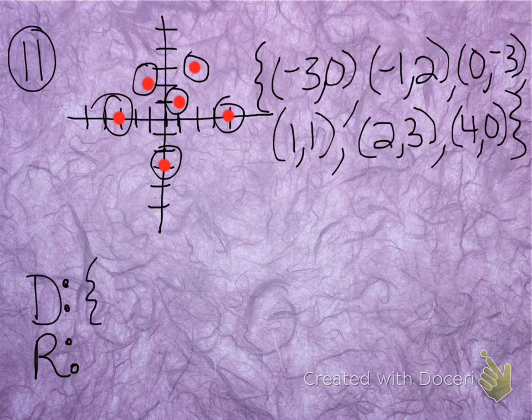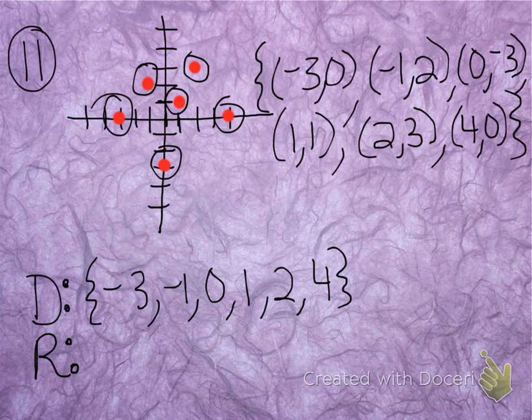So my x values in my domain are -3, -1, 0, 1, 2, and 4. My range, which is my y values, is 0, 2, -3, 1, and 3, and then 0 is my last one, but I don't list it again because it's repeated.